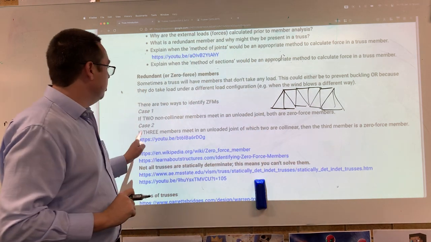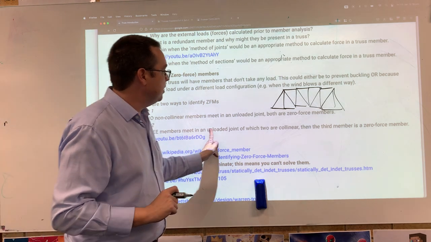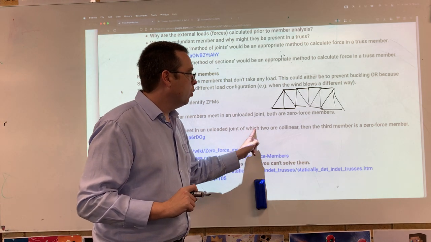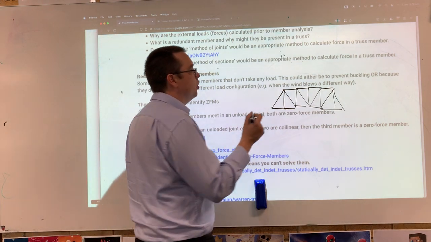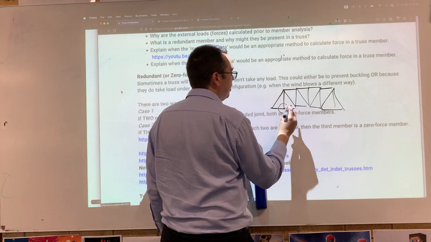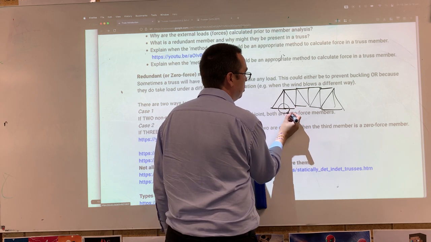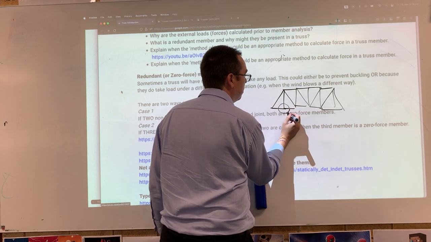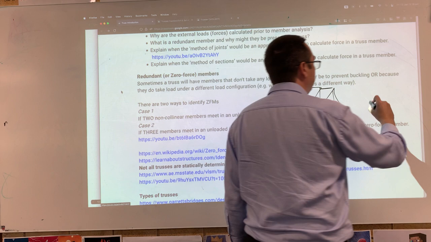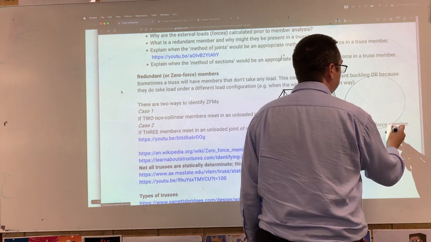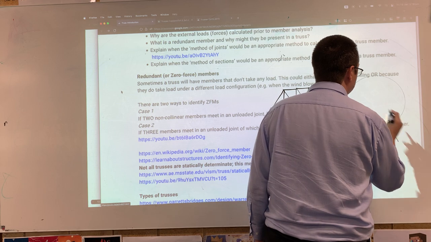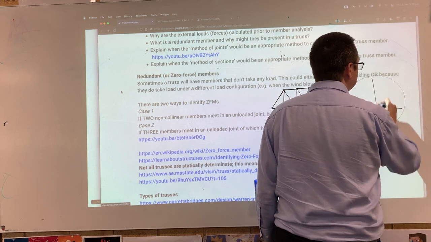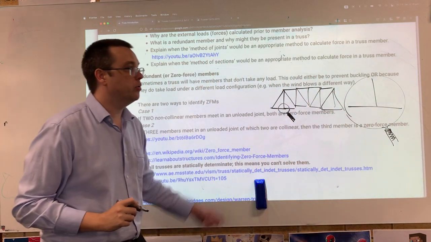the other condition, when three members meet at an unloaded joint where two are collinear, then the third is a zero force member. So in this location here, if I zoom in on this, what I like to do is draw a magnifying glass. I'm going to zoom in on that location. What does that look like? Does that look like that? You're happy with that? You've understood what I've drawn there?